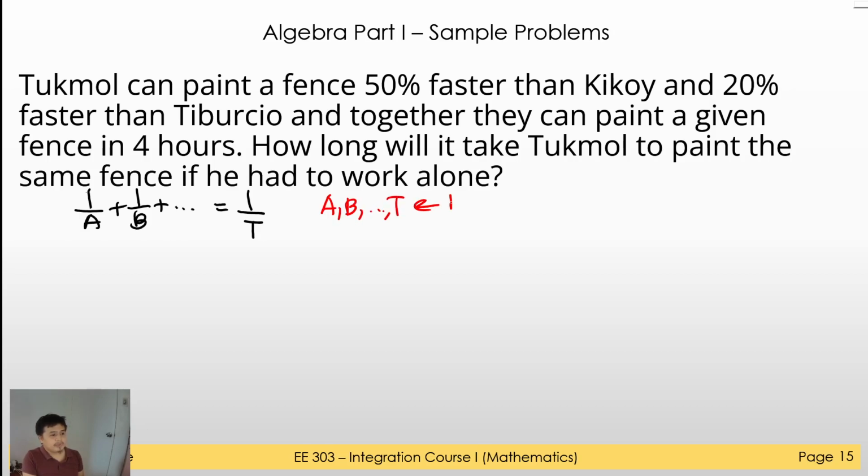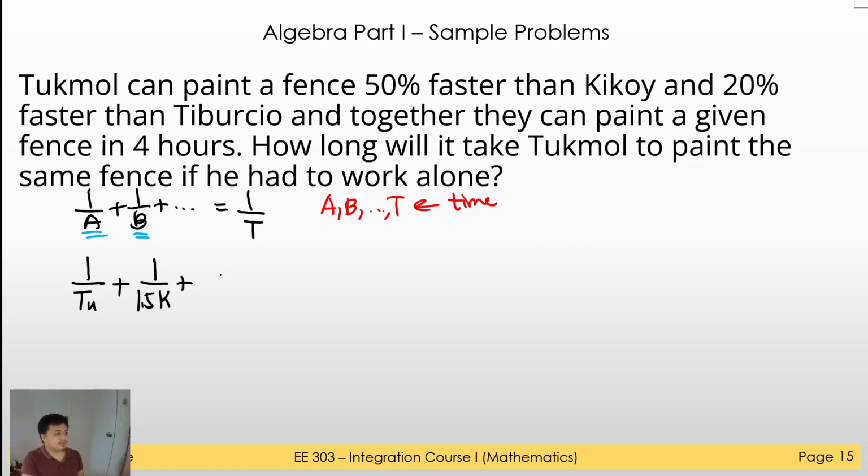These are the time it takes for the job to finish. So T should be the total time, and A and B will be the independent time for each of the persons to finish this job. So for Tukmol, we have 1 over T U. Tukmol can paint 50% faster than Kikoy. So alternatively, Kikoy will be 50% slower, so Kikoy will take 1.5 times the time to finish.